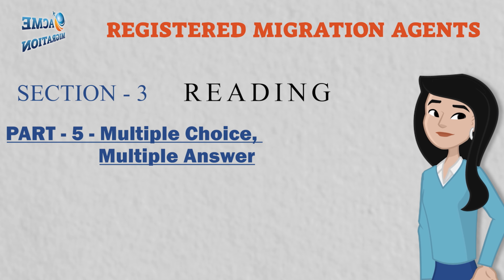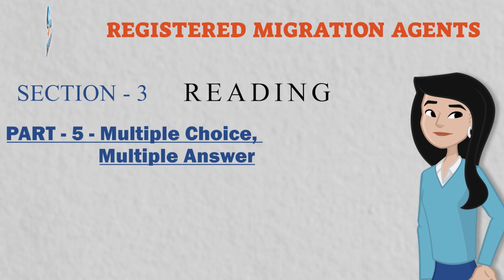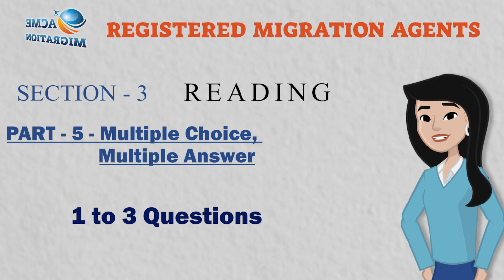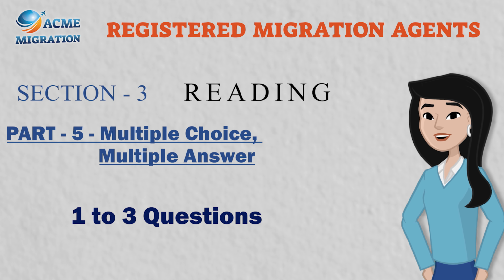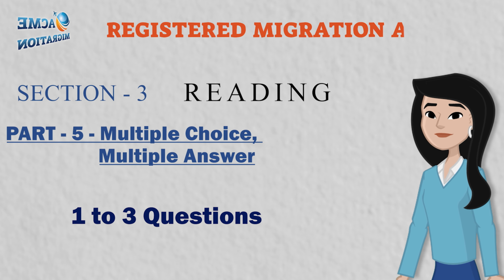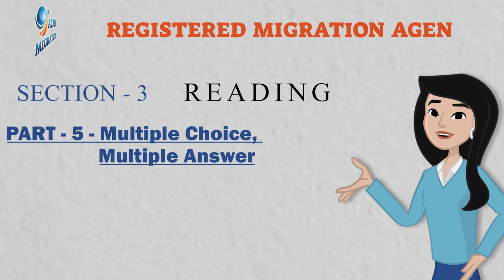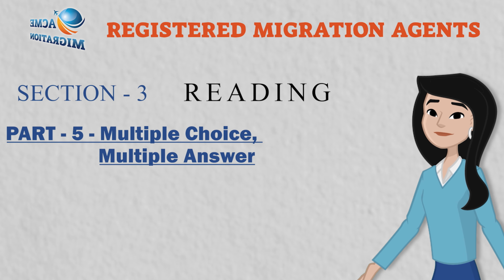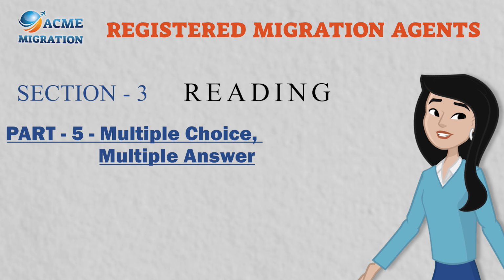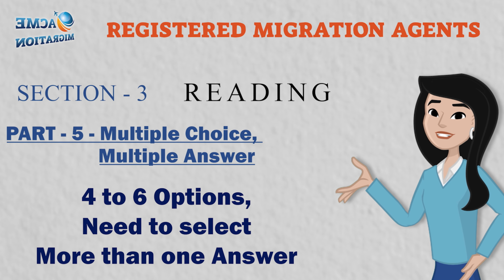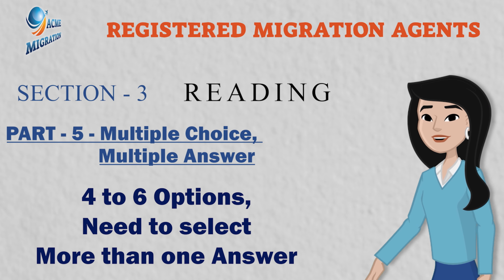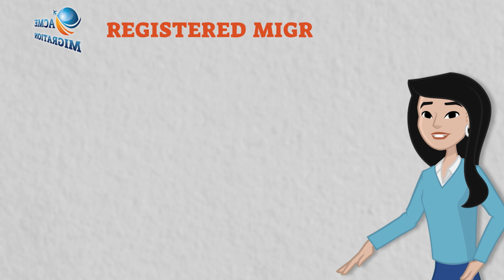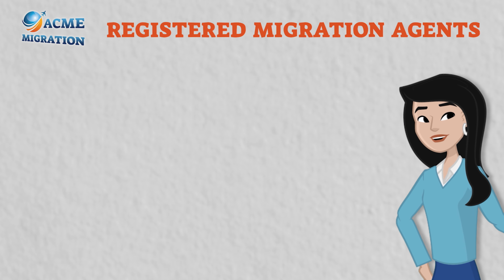The fifth part, multiple choice questions with multiple answers, also consists of 1 to 3 questions. You're given paragraphs and need to select the correct answers from multiple options. This is a simplified explanation of the different sections and tasks in the PTE test. For the multiple choice questions with multiple answers, you're given 4 to 6 options and you need to select more than one correct option.